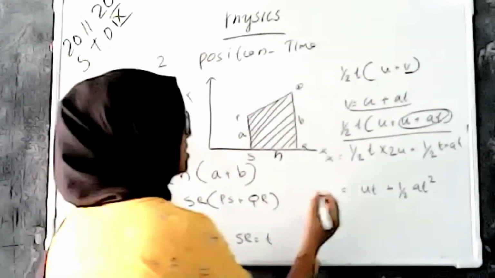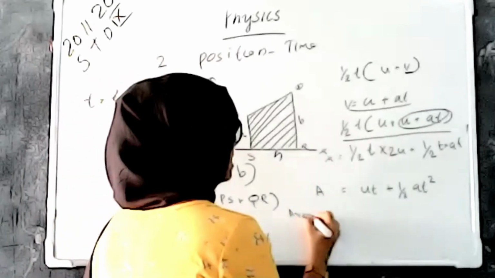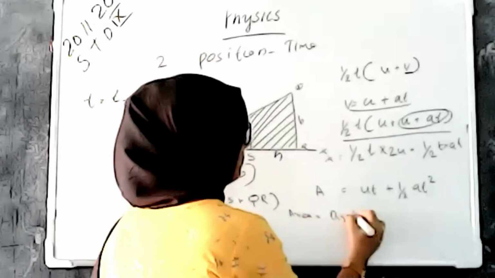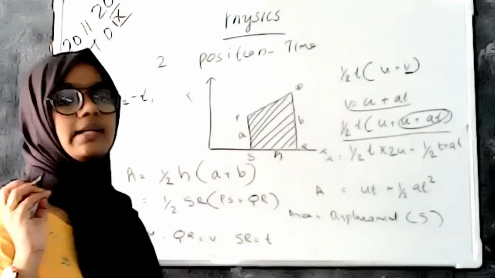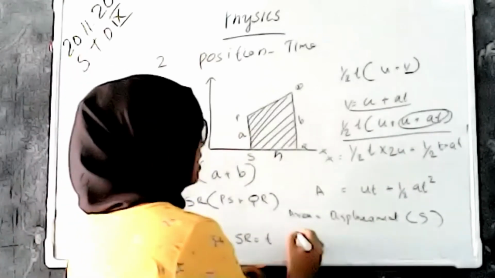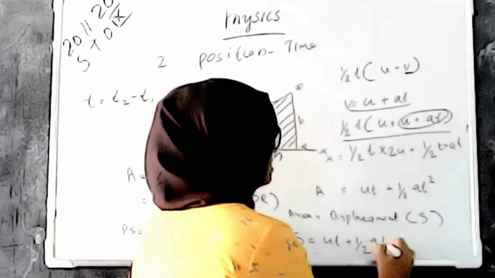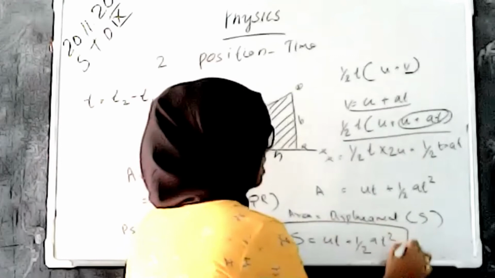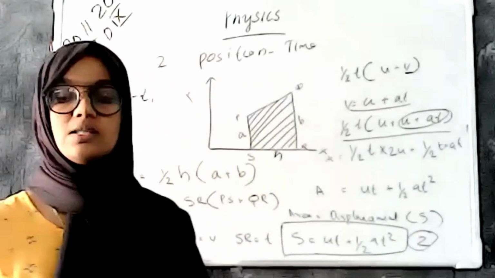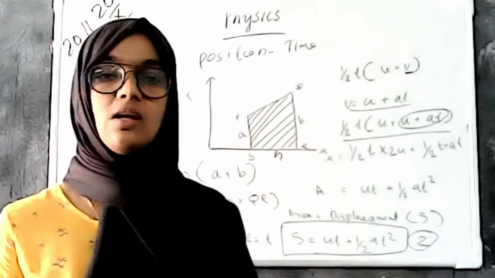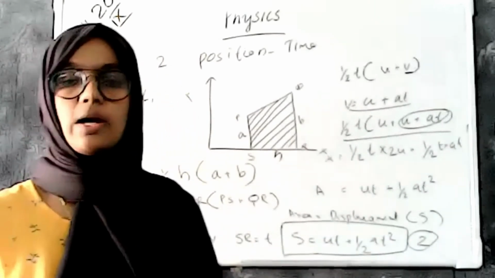And we find the equation showing the area A. The area of the trapezium is equal to the displacement, and displacement is taken as S. So S is the letter denoting displacement. S is equal to ut plus half at square. So this is the equation of motion, the second equation of motion, that is the position time relation. The equation of motion is S is equal to ut plus half at square.